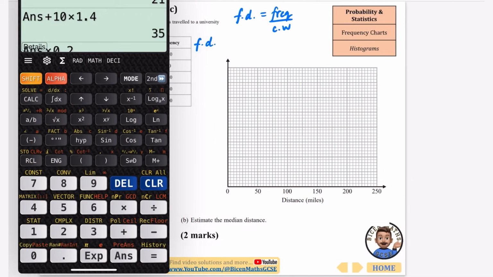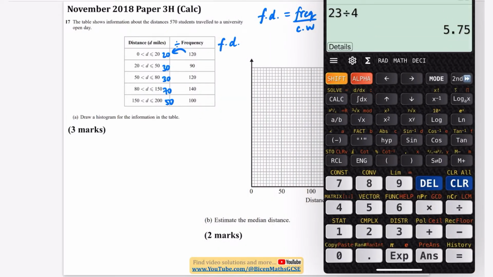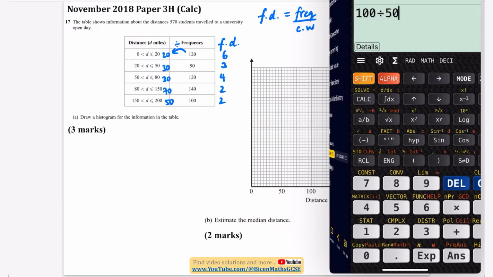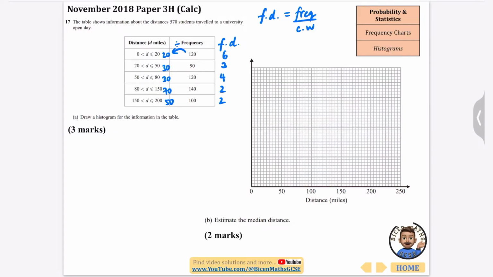So I'm going to do, let's keep it on this side. Don't know why I'm moving it around so much. I'll do 120 divided by 20. That's 6. I'm then going to do 90 divided by 30. That's obviously 3. 120 divided by 30, that's going to be a 4. 140 divided by 70, they've given us some really easy numbers here. 140 divided by 70 is 2, and 100 divided by 50, I feel ashamed I've used my calculator. 100 divided by 50 is 2. Obviously we didn't need a calculator, but sometimes it's just good to check stuff.